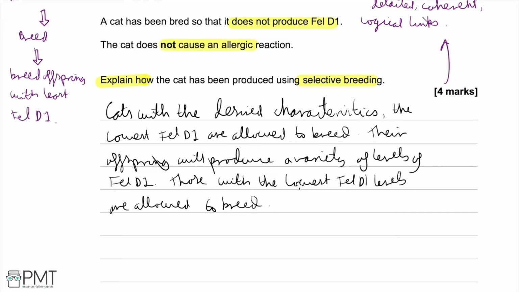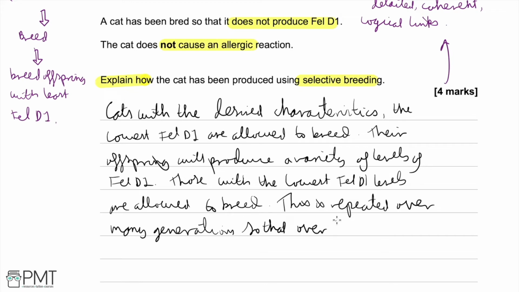It's important to remember that in selective breeding, like natural selection and any form of evolution, it's a very slow process. So in order to see a visible change in the species, it is repeated over many generations. As a result, over time, the cats will produce less FeLD1, and thus will be suited for the purpose of not causing an allergic reaction.